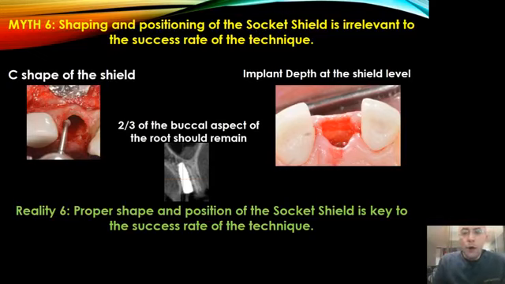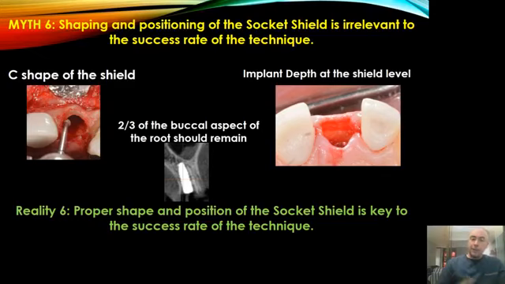And there are some parameters that a lot of people agree on. First, we need to have a C shape of the shield, starting from angle to angle, all the way to mainly cover not only the buccal plate trying to hold the implant, pushing the envelope a little bit toward the proximal, distal, and mesial.